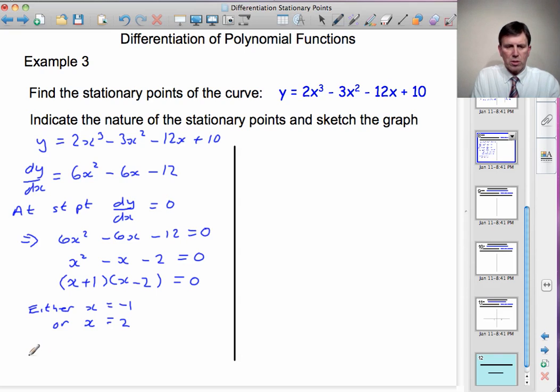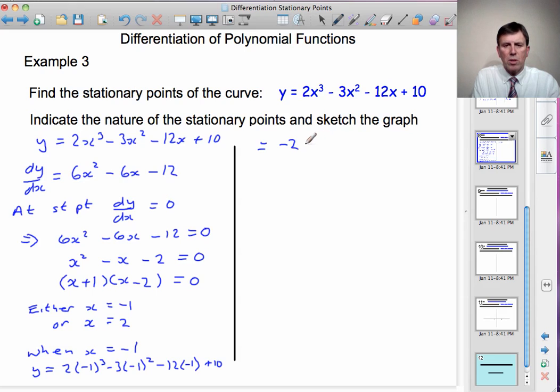Now we need to find the y coordinates. So when x equals minus 1, y is equal to 2 times minus 1 cubed minus 3 times minus 1 squared minus 12 times minus 1 plus 10. What does that give us? Minus 1 cubed is minus 1, 2 times minus 1 is minus 2. Minus 1 squared is plus 1, minus 3 times plus 1 is minus 3. Minus 12 times minus 1 is plus 12, and finally plus 10. So we've got 22 positives, 5 negatives, so that comes to plus 17. So we've got a stationary point at (-1, 17).